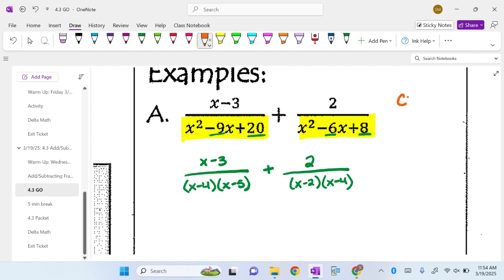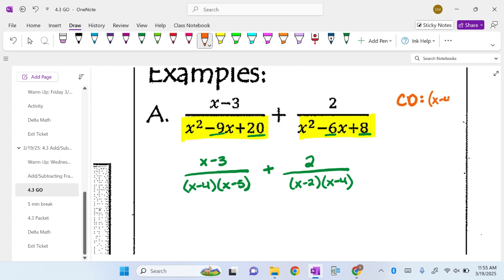So now let's try and find the common denominator. So let's play a what's missing game. So look between the two denominators. Between the two denominators, what's missing from x minus 4, x minus 5, if we're looking at both denominators? What's it not have between this one and this one? What's it not have? X minus 2. What about this one? What's it not have? X minus 5.